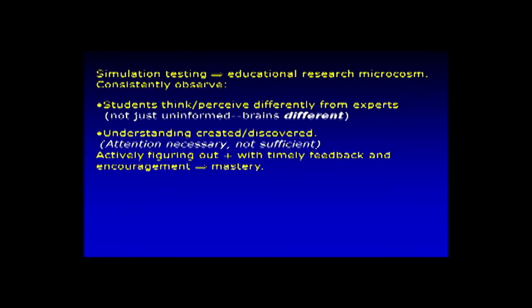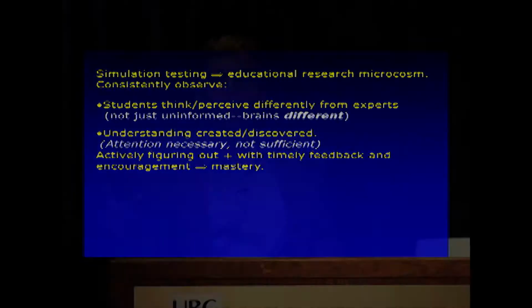First, it's that the students, it's not that they're just uninformed. It's that their brains really are different. They think and perceive differently from experts, and that the understanding is really created by them thinking about things and changing their brains. And to do that, it's not sufficient to just get their attention. They have to be working to actively figure things out, and they get feedback on how successful they're doing at figuring things out. In normal instruction, that would be provided by the teacher. Here we have the simulation. But in any case, when that's accomplished, that's when they really master the subject. And so I'll end with that.